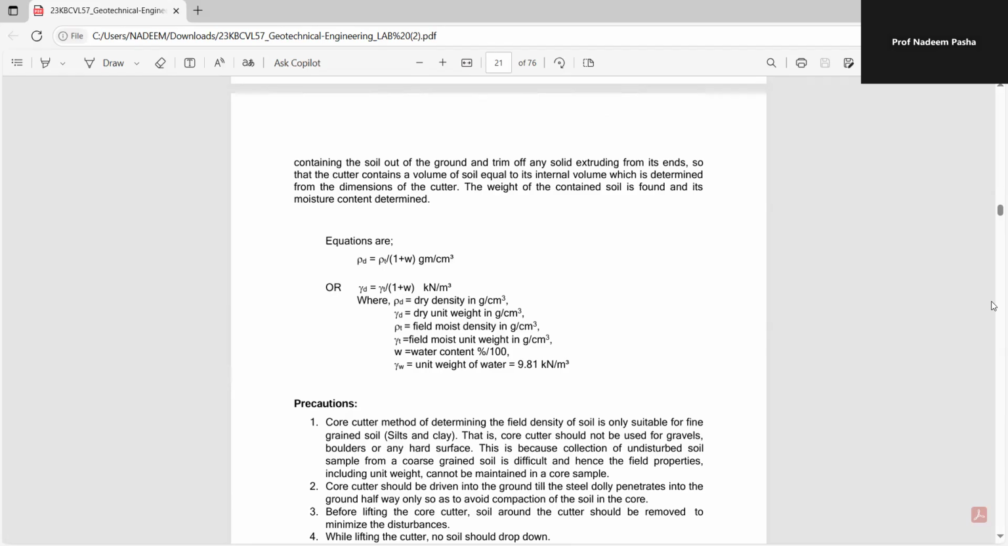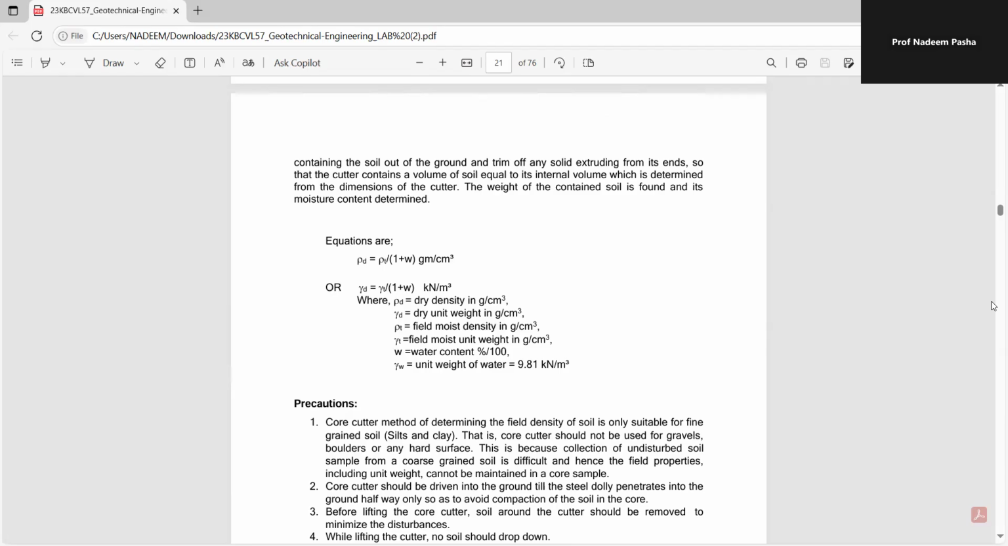The equations required are: rho d is equal to rho t divided by 1 plus w, in gram per centimeter cube, or gamma d is equal to gamma t divided by 1 plus w, in kilonewton per meter cube. Here rho d is the dry density in gram per centimeter cube, gamma d is the dry unit weight, rho t is the field moist density in gram per centimeter cube, gamma t is the field moist unit weight, w is water content in percentage, and gamma w is the unit weight of water, equal to 9.81 kilonewton per meter cube.